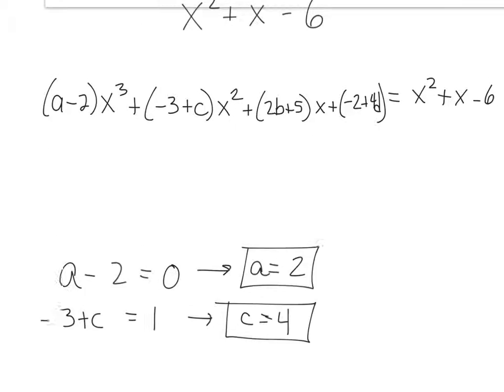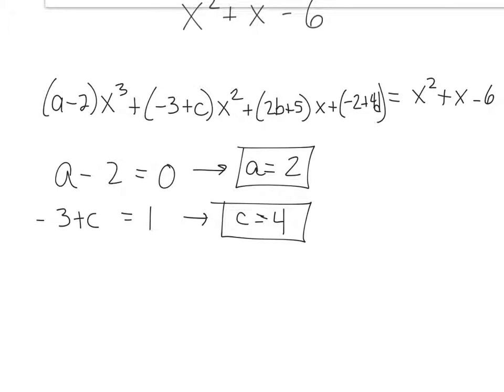Next. We then look here. 2b plus 5, right? That's the coefficient of x. Well, the coefficient of x over here is, again, 1. So we have 2b plus 5 equal 1. We're going to subtract the 5, making that a negative 4. Divide by 2, so it's negative 2. And then last but not least, the constant terms. Negative 2 plus 4d is equal to negative 6, really, over here.